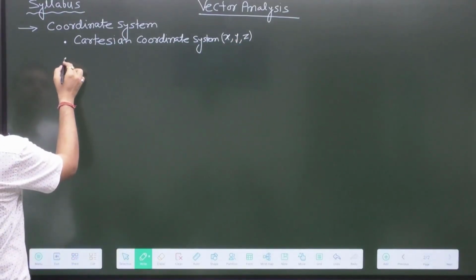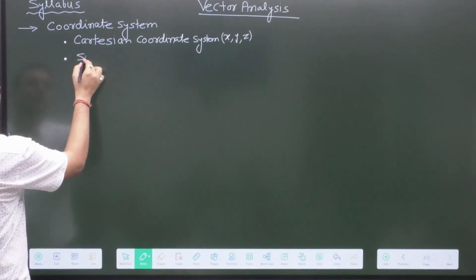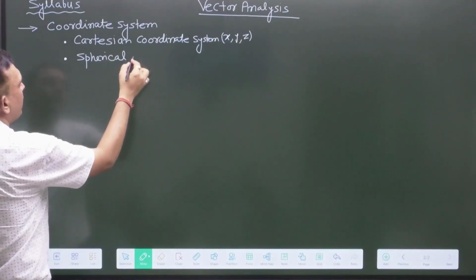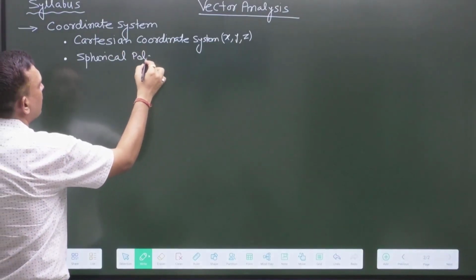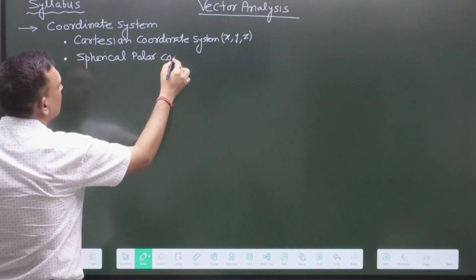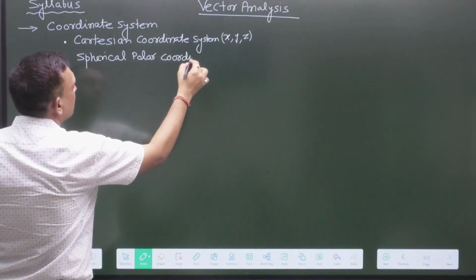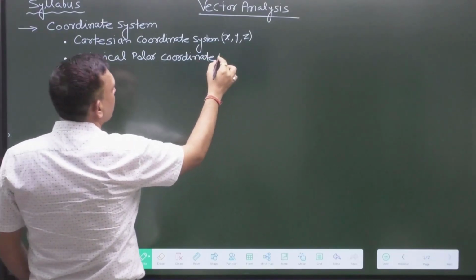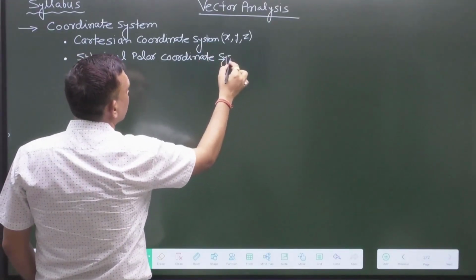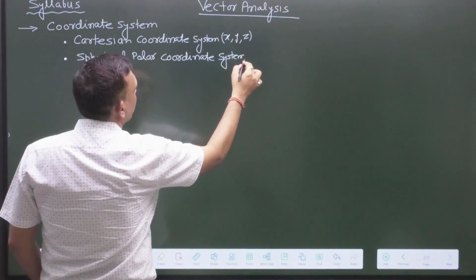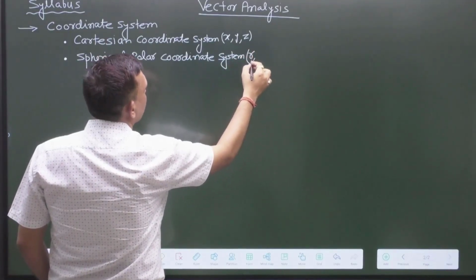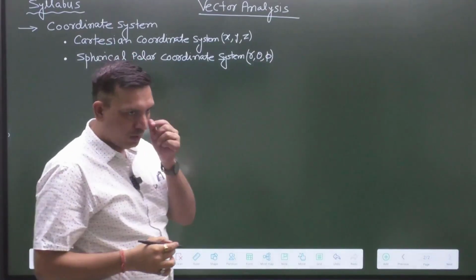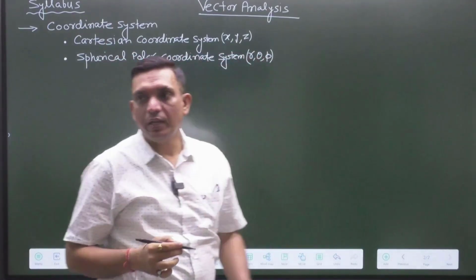Then we will talk about spherical polar coordinate system. Here coordinates are r, theta, phi. r, theta, phi are the spherical polar coordinates.